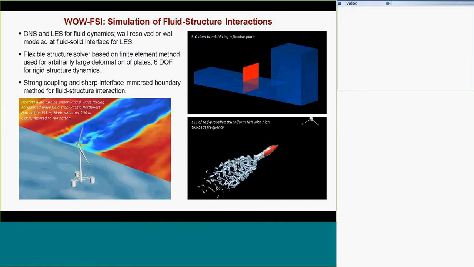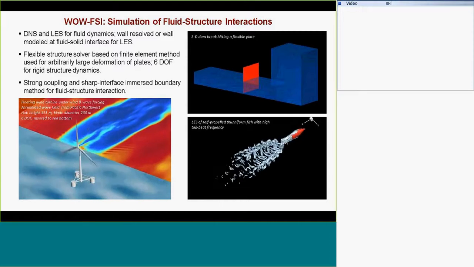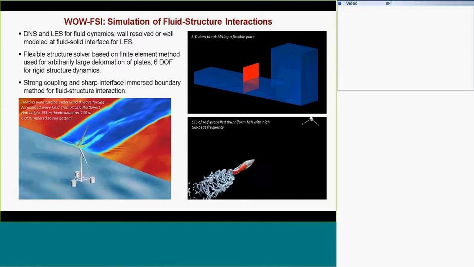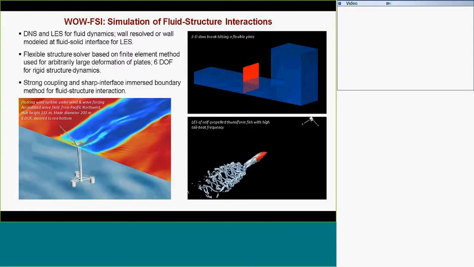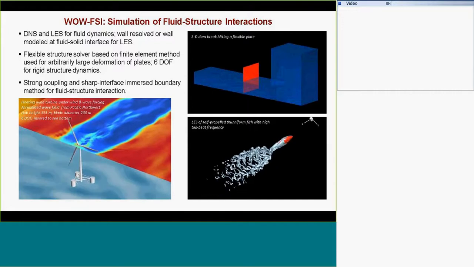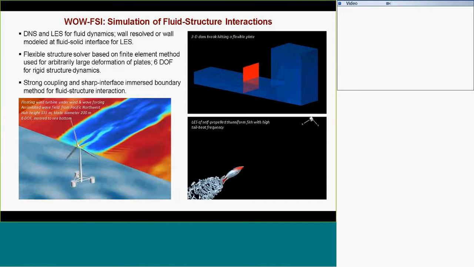This is 200 meter high. I mean the height of the hub is 133 meter. The diameter is 200 meter. That is even much larger than the utility scale turbine we have. And this is the first time such a complex engineering system is simulated.